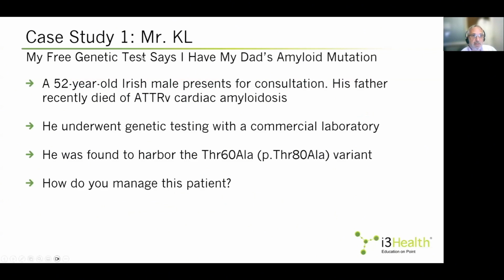So often nowadays, clinicians are being asked to see patients, noting that, for example, I got a genetic test. My dad had amyloid, and so I want to get evaluated. And this is a 52-year-old patient we're talking about who's Irish, comes for consultation. His father unfortunately died of variant cardiac amyloidosis, presumably from the THR-60-ALA variant that's common in people of Irish descent. And so he underwent testing and had that particular variant. And the question is, how do you manage this particular patient and all the patients who have variant disease?